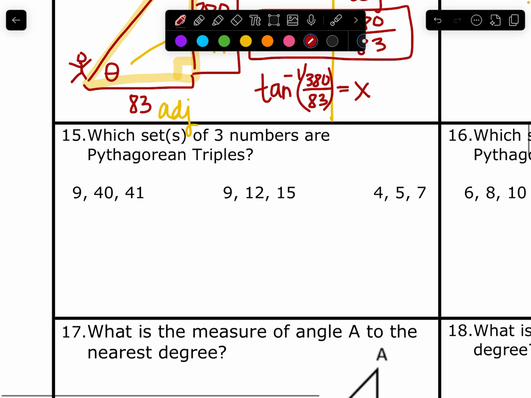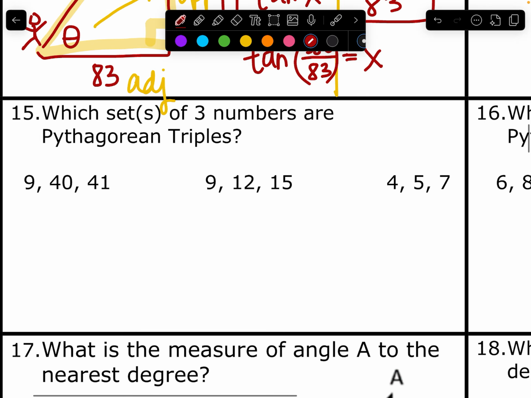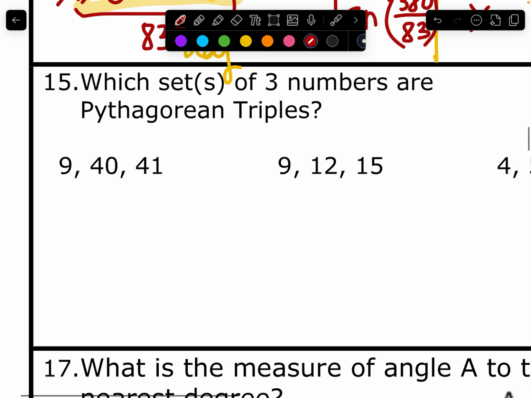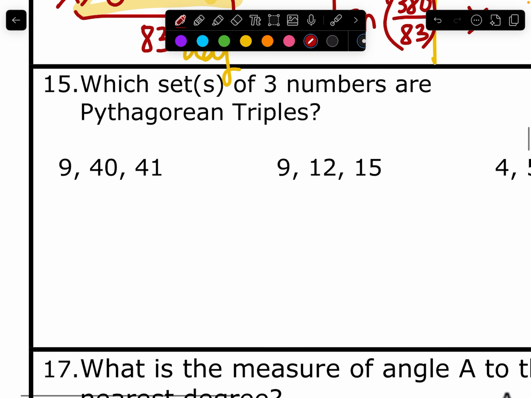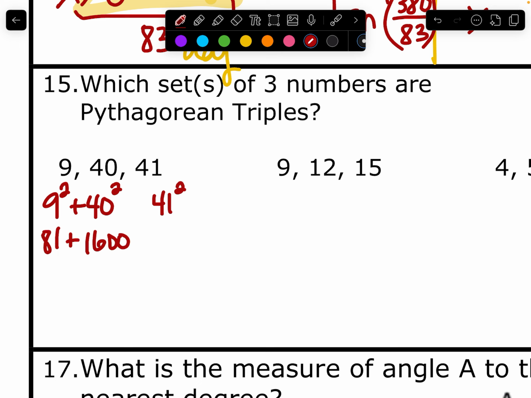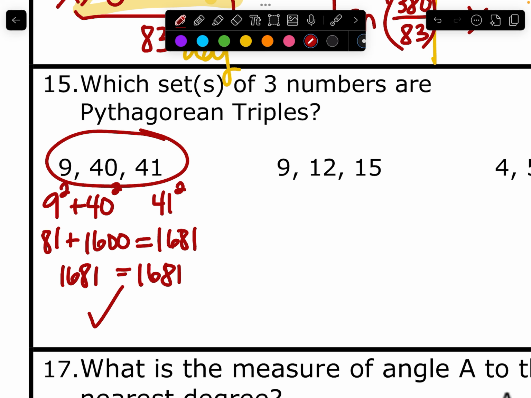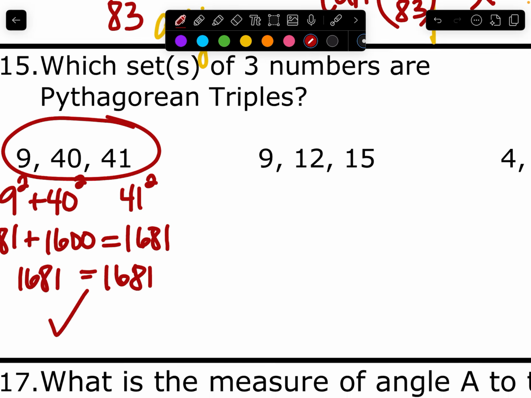Number 15, which sets of numbers are Pythagorean triples? So let's take a look. We're just going to use the Pythagorean theorem to verify if these three numbers make it true. 9 squared is 81, 40 squared is 1600, 41 squared is 1681, and these are equal because if you add these two over here, it'll give you 1681. So yeah, we're good to go. This would work.